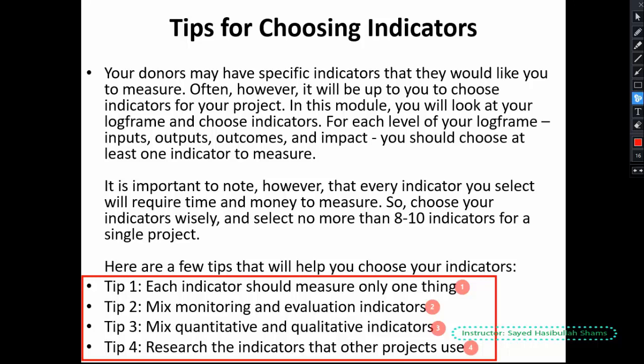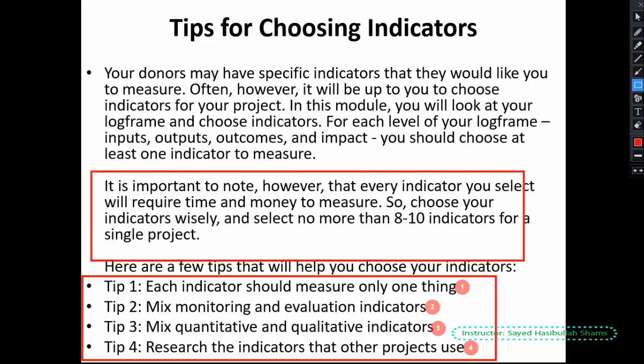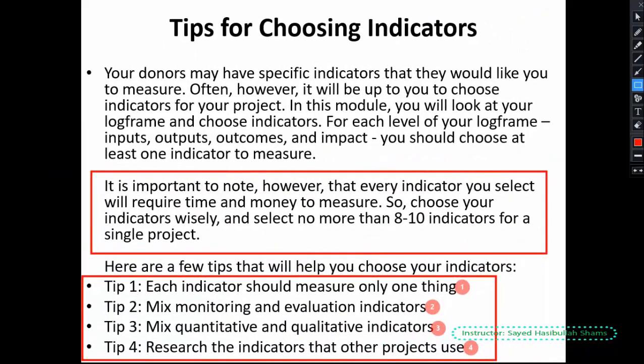First, a little about how to choose the indicators. It is important for every single project. For a small project, we choose 8 to 10 indicators. When we select indicators, it means that we must collect data, so it takes time and uses our money. We must hire a data collector and collect data, and it requires time and money.